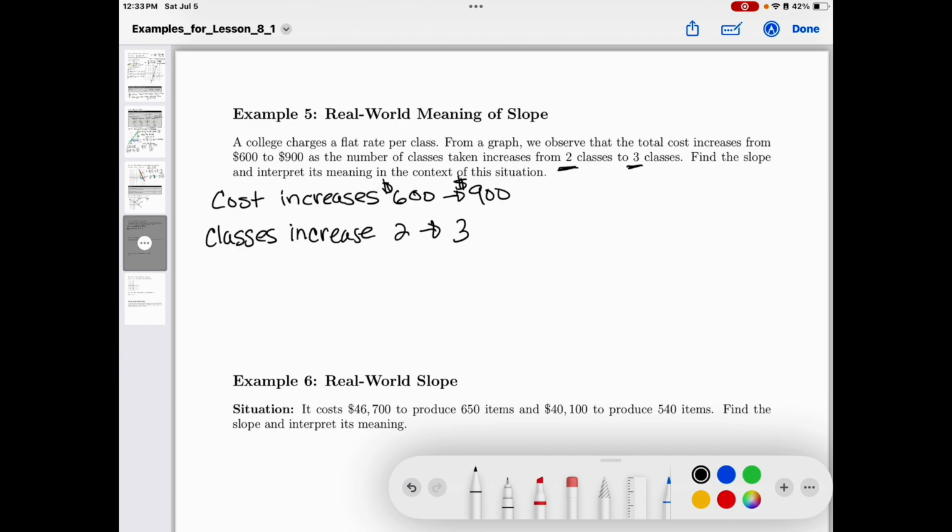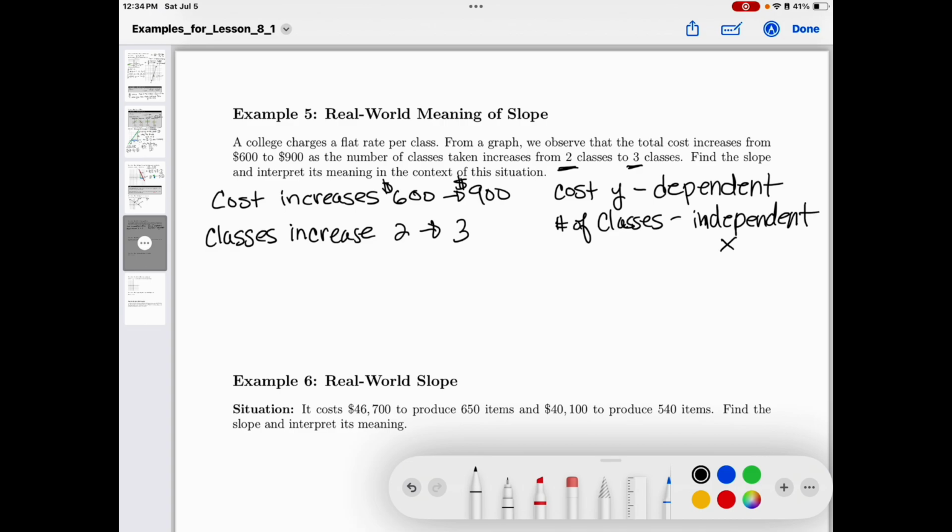So the cost depends on the number of classes. So as the classes change, that's what causes the cost to change. So the cost is the y value, the dependent variable. Again, that's because the value of y depends on the number of classes that are taken. Now, the number of classes is the independent variable, and that's your x.